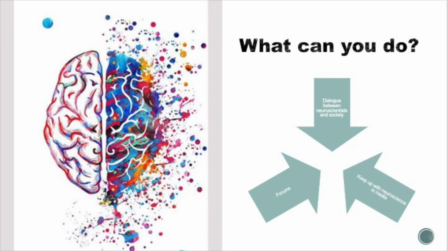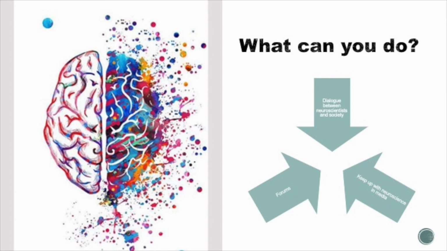So as you're sitting and listening to this lecture, and you're thinking, well, I'm not a scientist, or I don't know if I'm going to study neuroscience, there are actually things that you can do that can help with these ethical dilemmas. One of them is to continue the dialogue between neuroscientists and society. So your views, even though you're not a scientist or a neuroscientist, will help us as scientists understand the perspectives of the people that we're trying to help with our treatments.